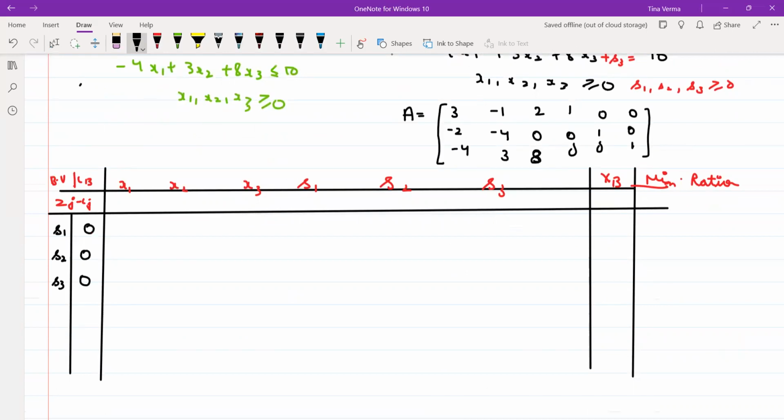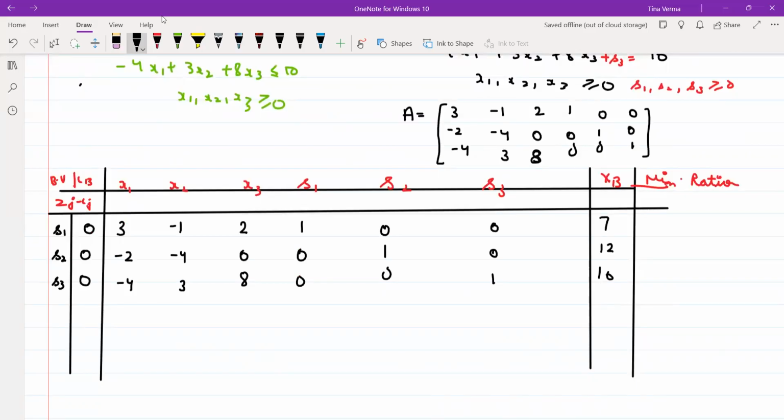What was the first step? I write all alpha j as the columns of A. So when I write, this will be my 3, minus 2, minus 4, minus 1, minus 4, 3, 2, 0, 8, 1, 0, 0, 0, 1, 0, and 0, 0, 1. And what will xb be? That is my right hand side. What is my right hand side? 7, 12 and 10. Now we have to write only zj minus cj.